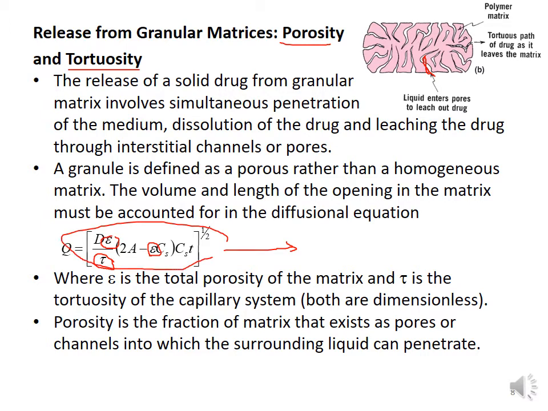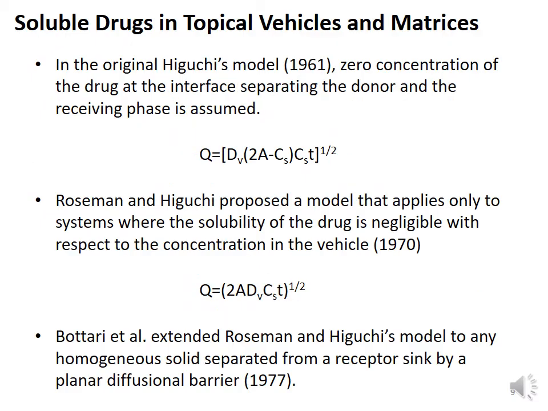Epsilon is the total porosity of the matrix, and tau is the tortuosity of the capillary system. Epsilon and tau are both dimensionless. As we mentioned, porosity is the fraction that exists as pores. Soluble drugs in topical vehicles and matrices.